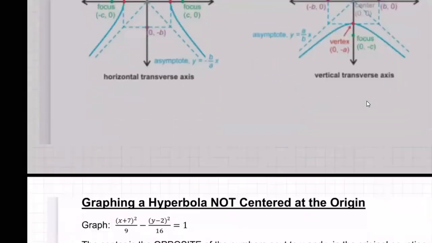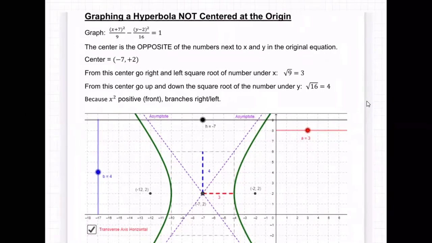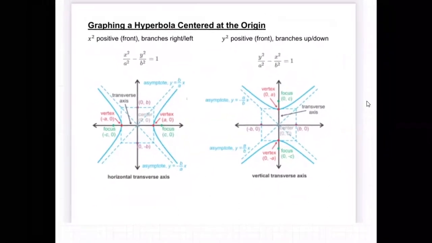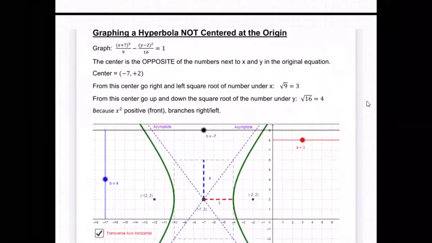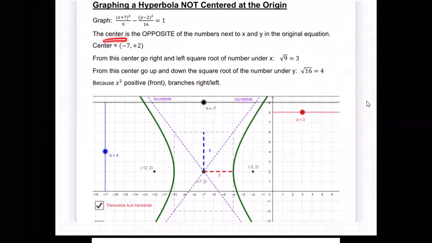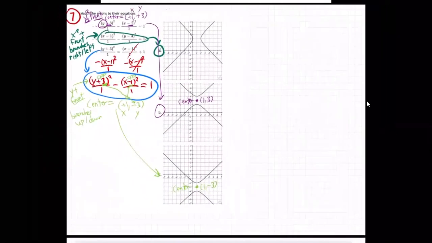So we're getting that. From this notes right here, which tells us which way: x squared in the front, right, left; y squared positive in the front, up, down branches; and then about the opposite. The center is the opposite of the numbers next to x and y in the original equation. So that's all we need for now. This is just an introductory question, getting you used to the general differences between different hyperbolas where the branches are right, left, or up, down, and the centers are in different spots, always the opposite of the numbers next to x and y. There we go.